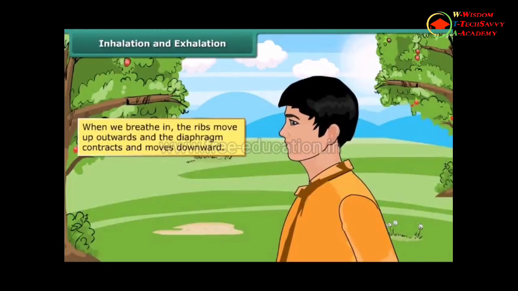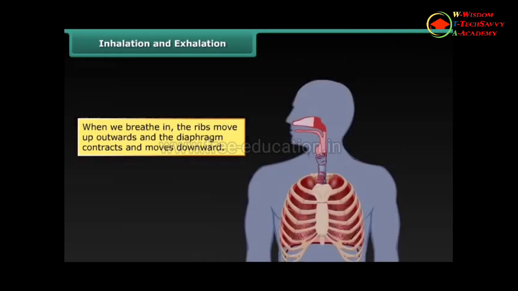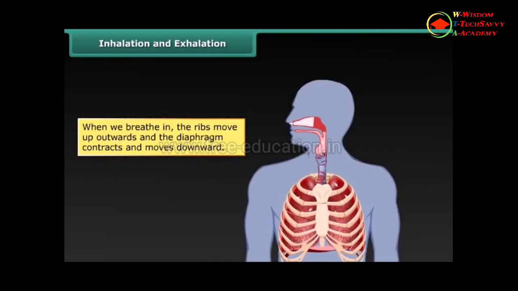When we breathe in or inhale, ribs move up and outwards and our diaphragm contracts and moves downward. This increases the space in our chest cavity into which our lungs expand. As our lungs expand, air is sucked in through our nose or mouth. The air travels down the trachea into our lungs.